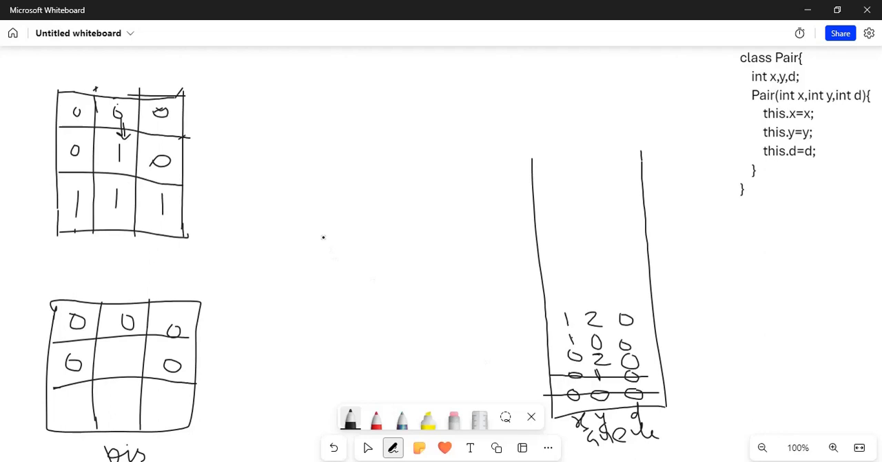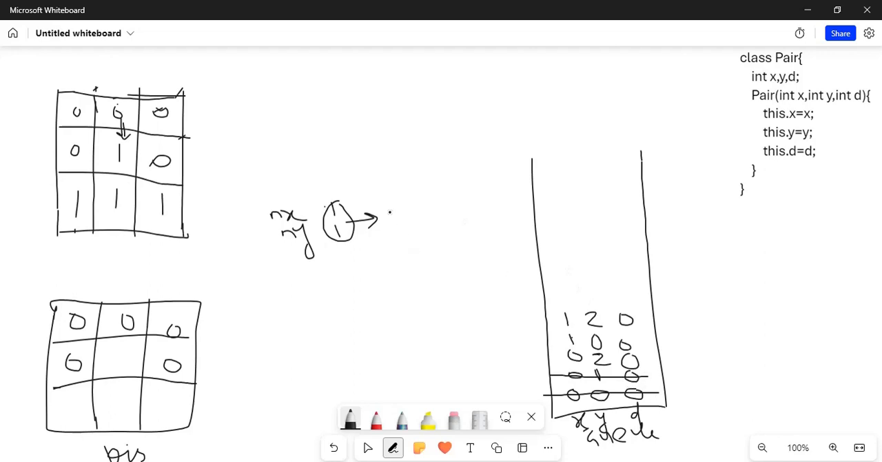So this is 0 1 0, and try for this neighbor. So the new x will be, and new y will be. New x will be x plus 1. Here new x will be 1, and new y is also 1. Okay, new x is 1, that means for this new x and new y, the answer will be d plus 1.